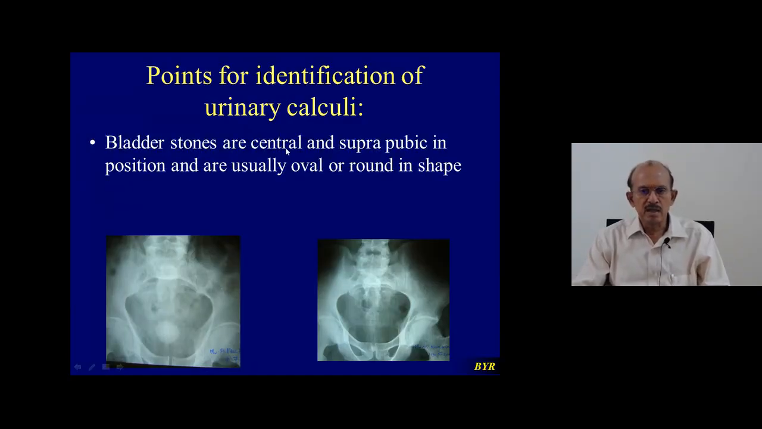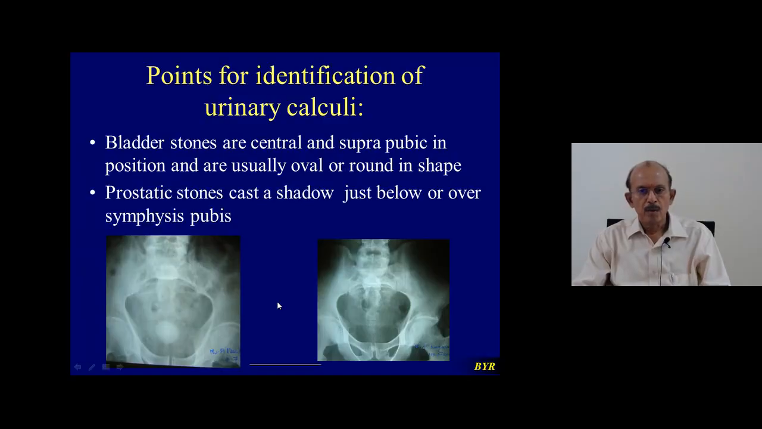Bladder stones are central and suprapubic in position and are usually oval or round in shape. You can see here the bladder calculus. It is round, situated suprapubically. Prostatic stones cast a shadow just below or above the symphysis pubis.